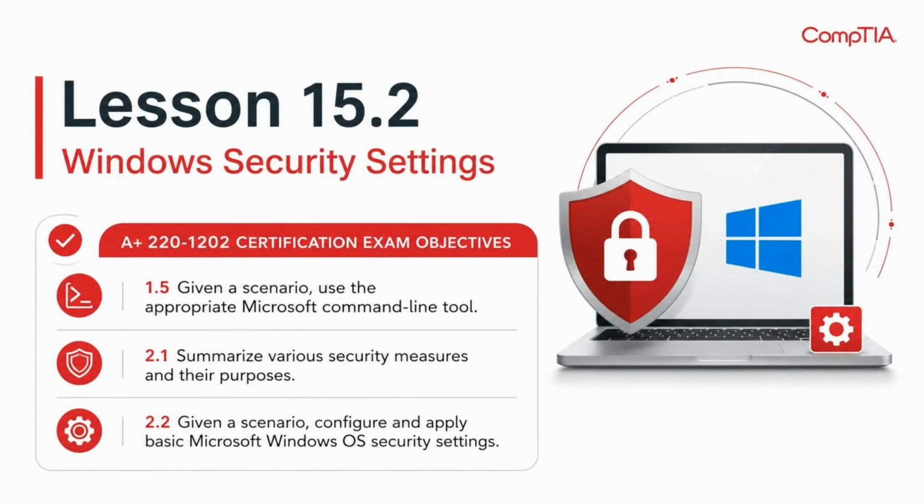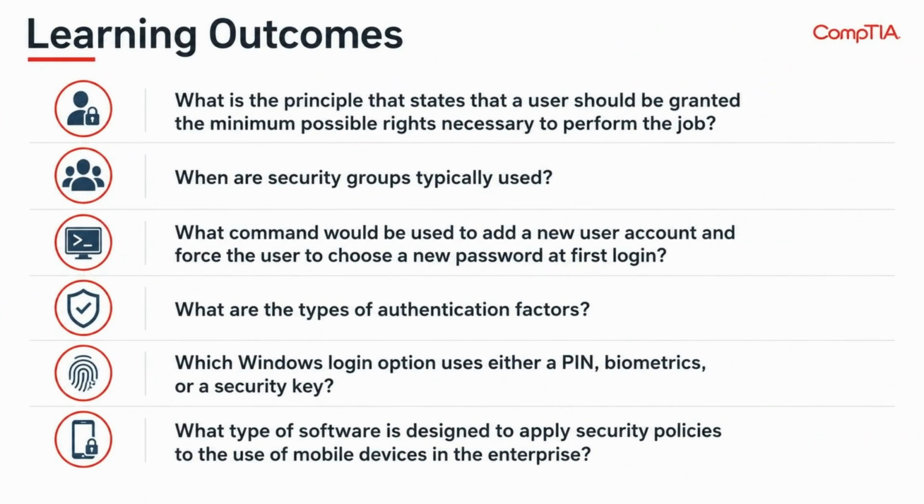This lesson maps to the same A+ 220-1202 objectives: 1.5 Command Line Tools, 2.1 Security Measures, and 2.2 Windows OS Security Settings. By the end of this lesson, you should be able to answer: what principle states a user should get the minimum rights necessary for their job? When are security groups typically used? What command adds a new user and forces a password change at first login? What are the types of authentication factors? Which Windows login option uses a PIN, biometrics, or a security key? And what software applies security policies to mobile devices in the enterprise?